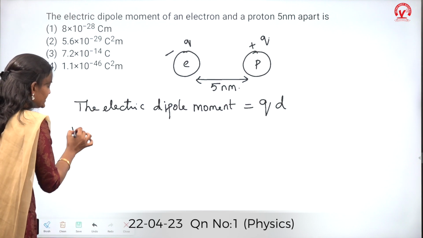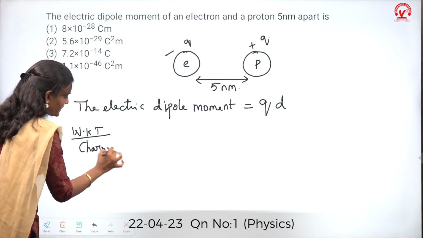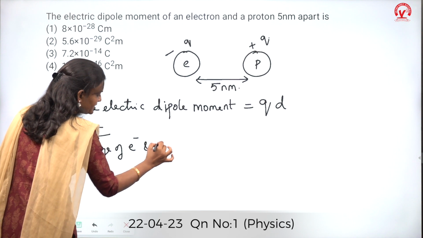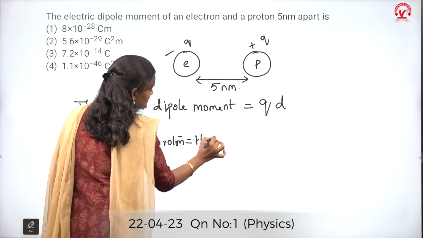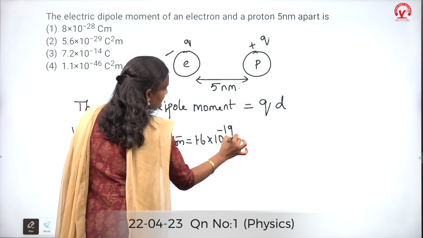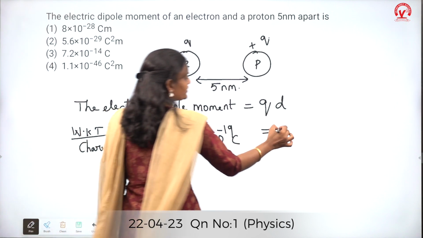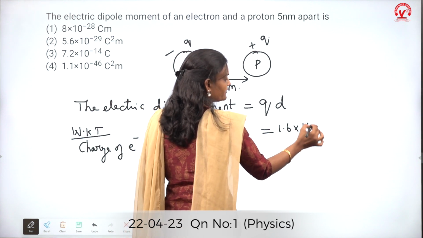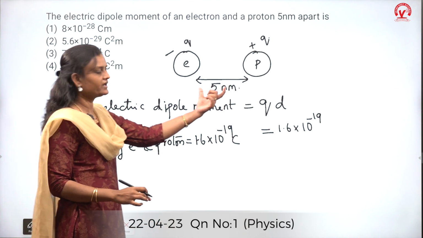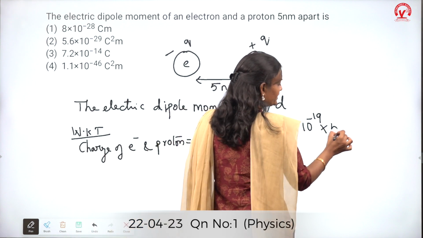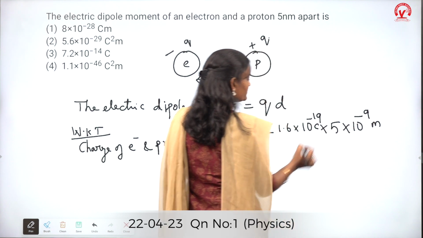So we know that the charge of the electron and proton is 1.6 into 10 power minus 19 coulomb. So here we can write the electric dipole moment as Q, which is 1.6 into 10 power minus 19, times the distance. We took the distance as 5 nanometers, so 5 into nano means 10 power minus 9 meter. The charge is in coulomb.